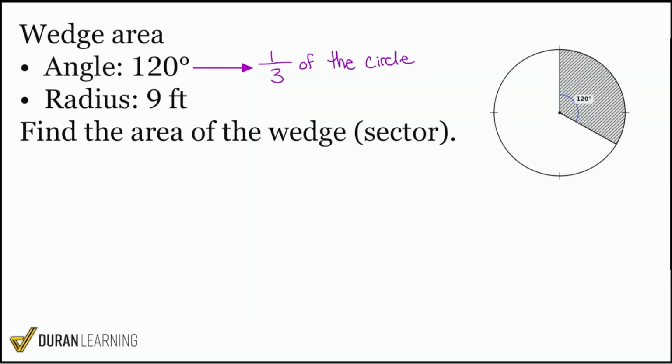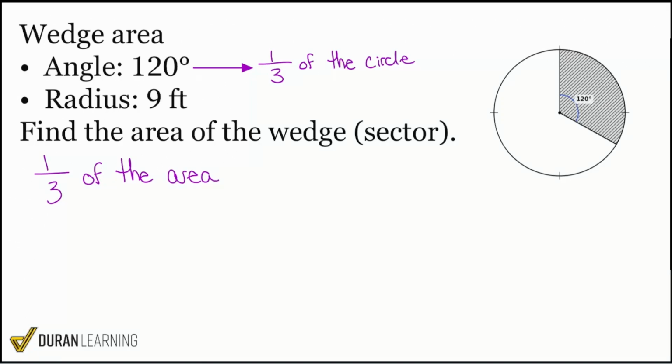So if we're trying to find the area of this wedge, it is going to be 1/3 of what, everybody? 1/3 of the circumference or area? Which one is it again? What are we dealing with here? Yeah, that's 1/3 of the area. That's what this is going to be. We'll find the area, we'll take 1/3 of it, and we're done.